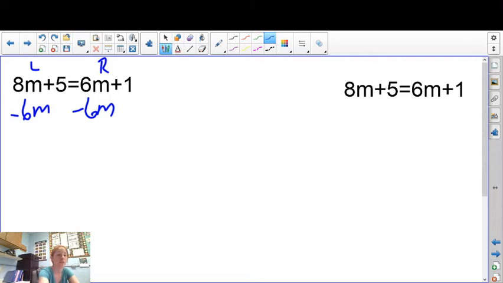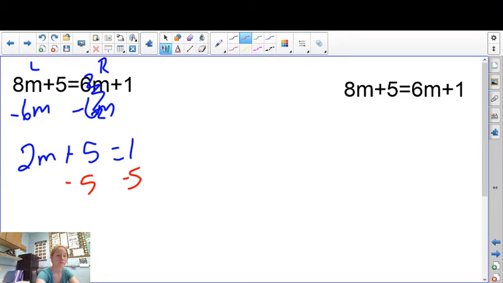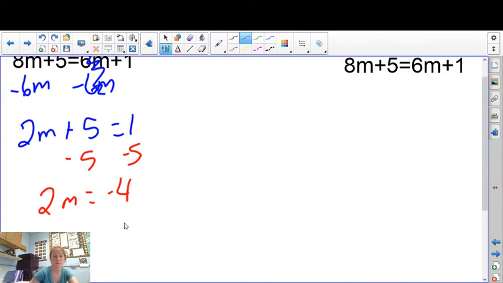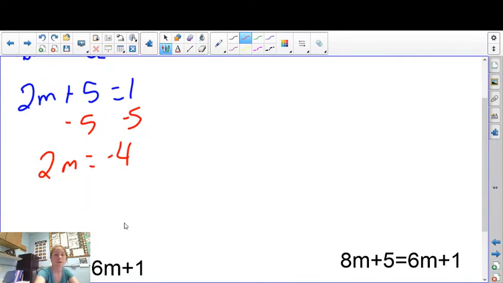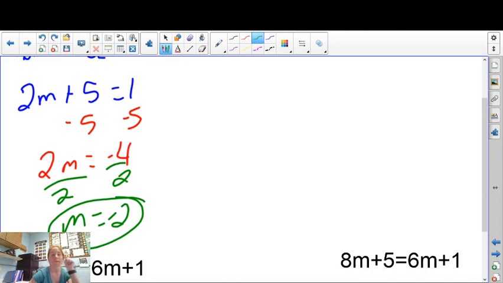So 8m minus 6m is 2m. The 5 comes down. These guys are gone. And so we're equal to 1. Next, we're at a normal 2-step, so I need to get my numbers on one side, letters on the other. So minus 5. So I have 2m is equal to negative 4. Last step is to divide by 2. So m is equal to negative 2. Okay, first way is getting your variables on the left side.